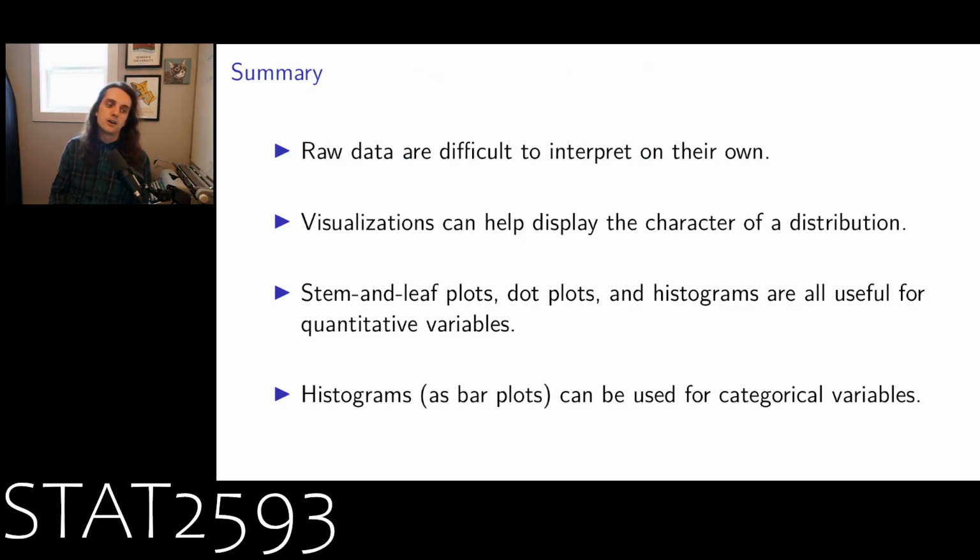In summary, raw data are difficult to interpret on their own. So instead of trying to work with raw data directly, we turn towards visualizations. And visualizations can help to display the character of a distribution, right? So you can walk through the different visualizations and start to pick out what are the important features of that distribution. We have stem and leaf plots, dot plots, and histograms that we looked at, and they're all useful for quantitative variables. We can also use histograms when we consider them as bar plots to display the distribution of categorical variables.